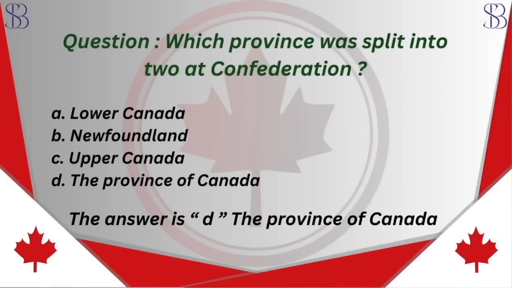Question. Which province was split into two at Confederation? A. Lower Canada, B. Newfoundland, C. Upper Canada, D. The Province of Canada. The answer is D. The Province of Canada.